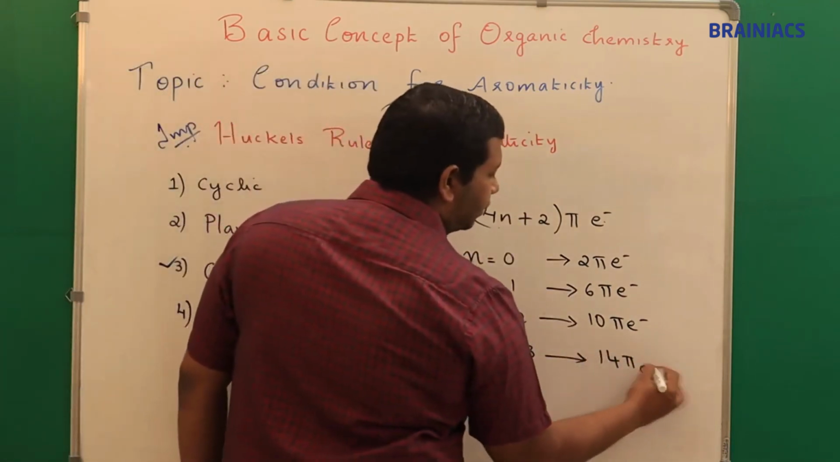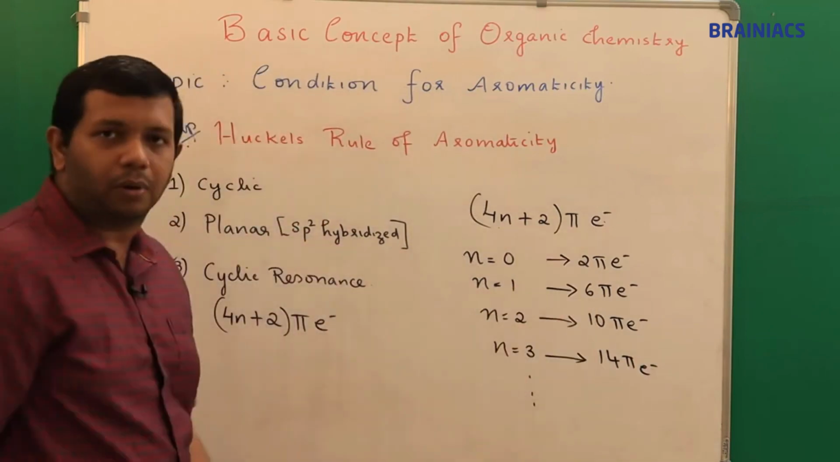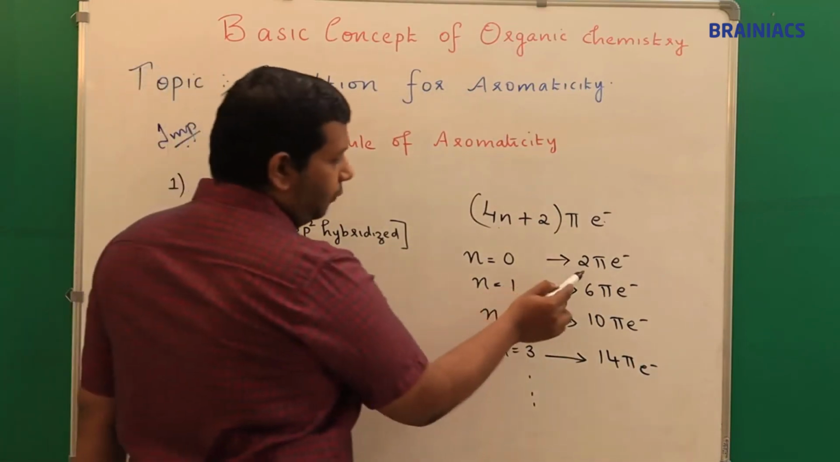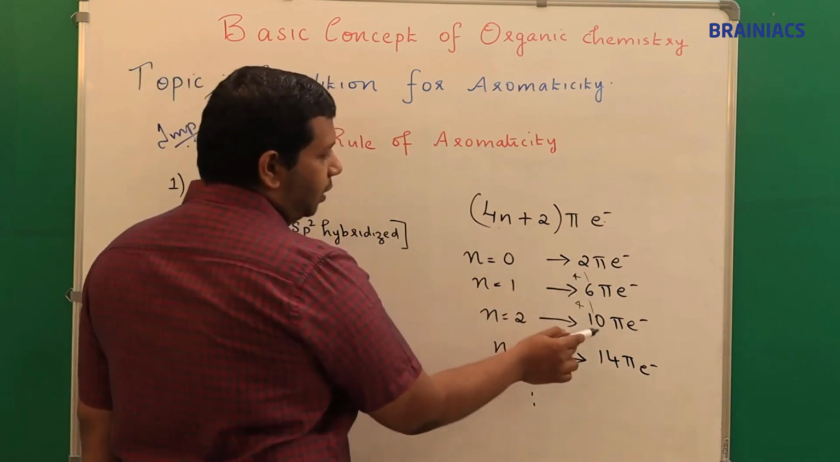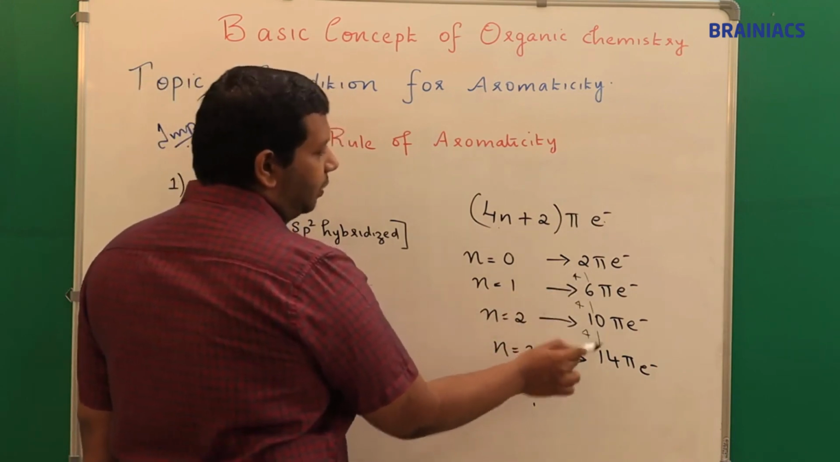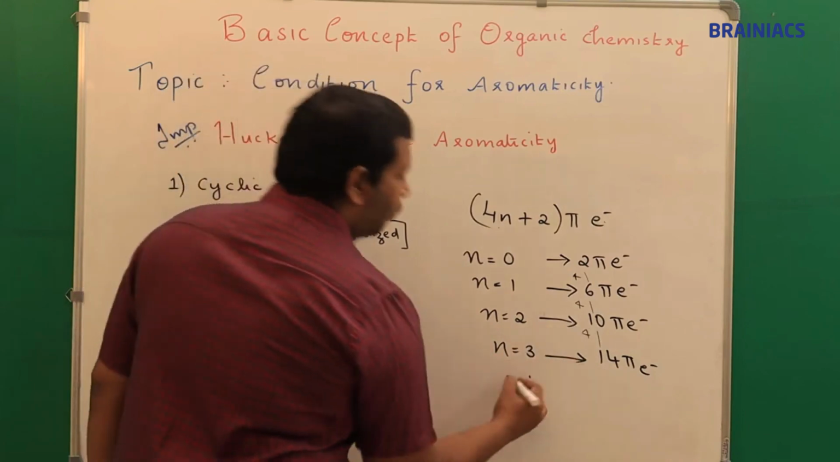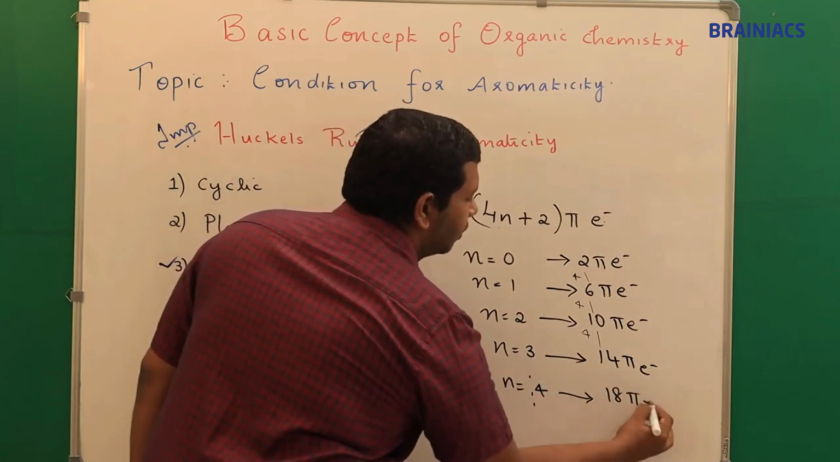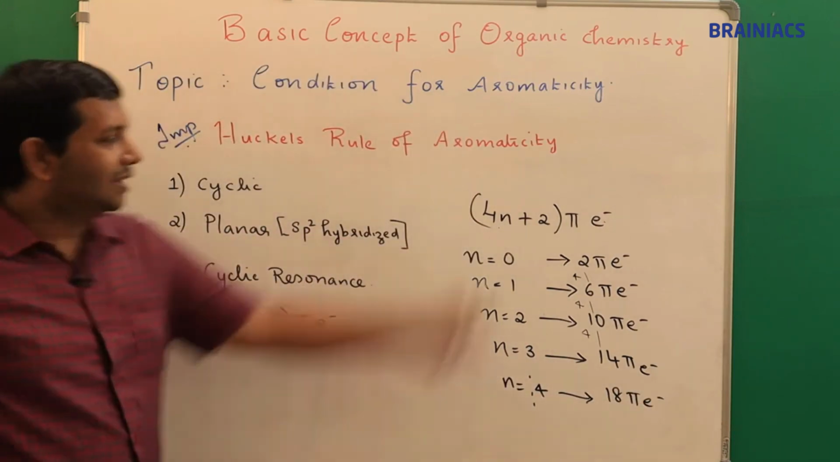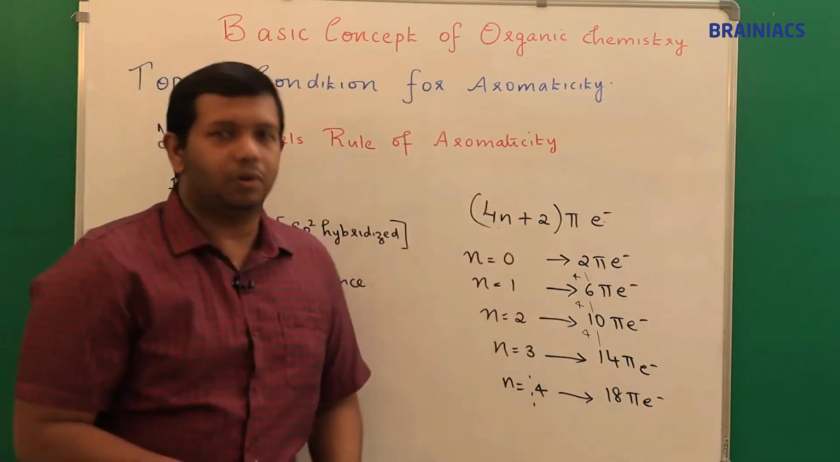Actually speaking, you don't need to substitute like this. This is an arithmetic progression. This is 2. If you add a common difference 4, this will become 6. When you add a common difference 4, this will become 10. If you add a common difference 4, this will become 14. So when n is equal to 4, what will be the value? Can you tell me without substituting? I can say it is 18 pi electrons. Now what is the significance of this number? That is what I am going to tell.